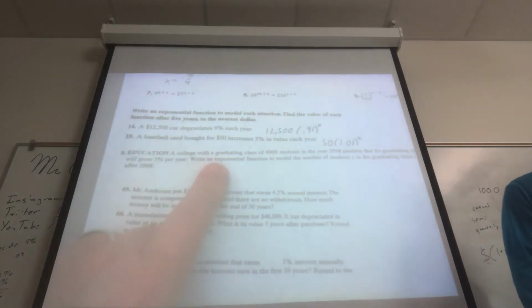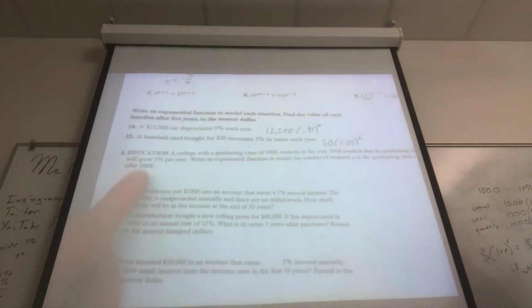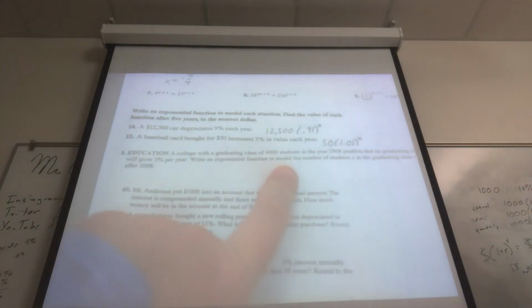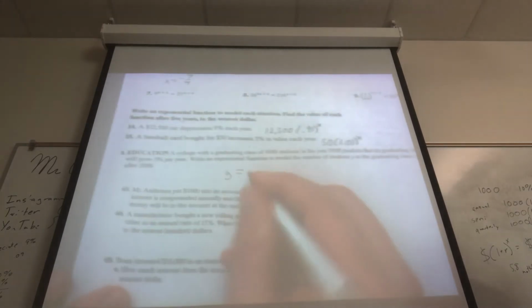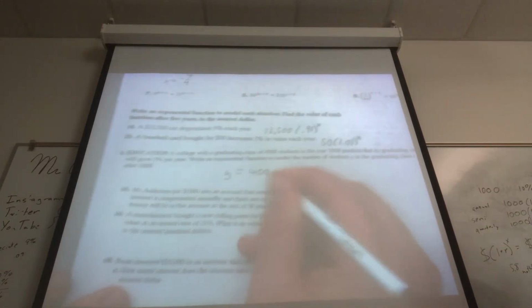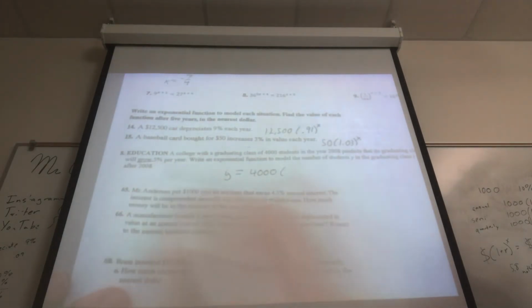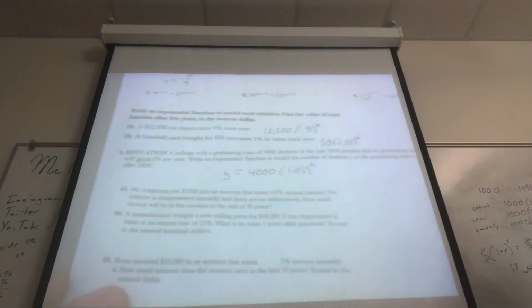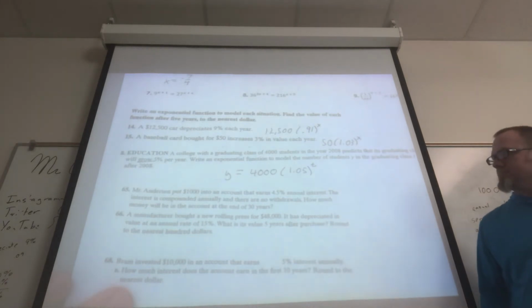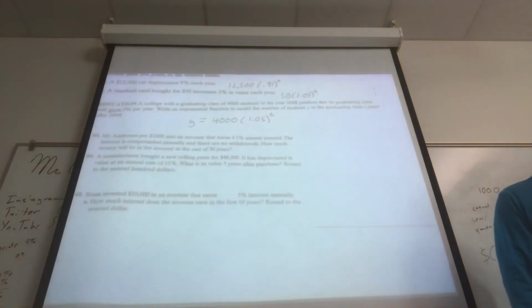A college with a graduating class of 4,000 students in the year 2008 predicts that its graduating class will grow 5% each year. Write an exponential function to model the number of students in the graduating class T years after 2008. Same kind of thing. y is equal to their 4,000 students that they started with, times, it's an increase of 5%, 1.05 to the T, T for time in this one. And then the rest of these are all the same kind of thing.